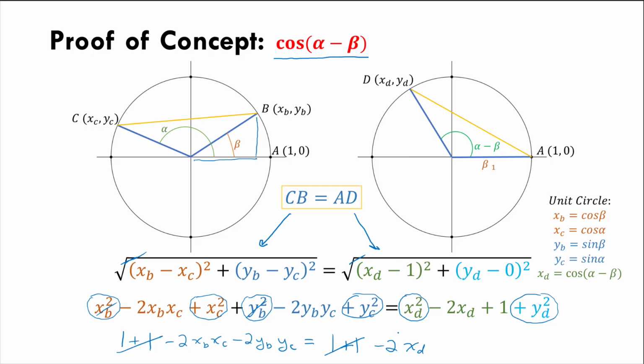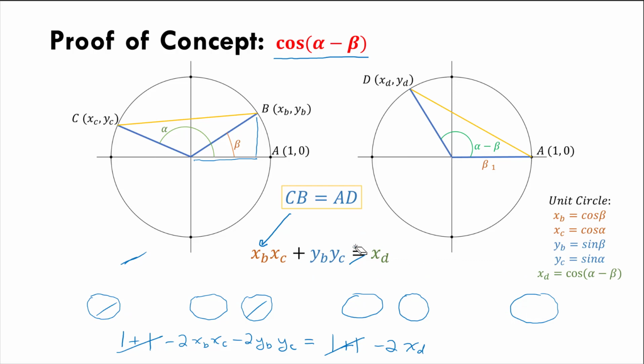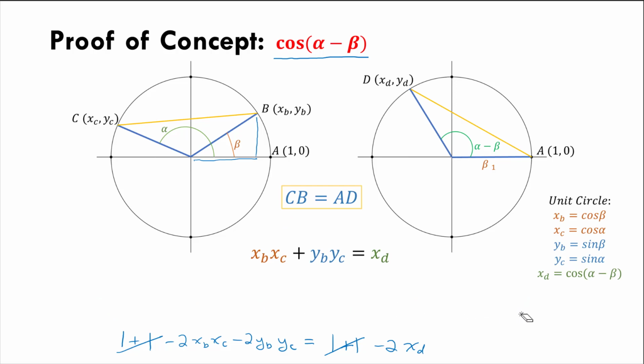So when I go ahead and simplify all that, get rid of my arrows here and all this, that's just going to leave us xb xc plus yb yc is equal to xd. That is just simplifying straight from that distance formula, and everything that we just simplified further. We're going to be left with xb xc plus yb yc is equal to xd.